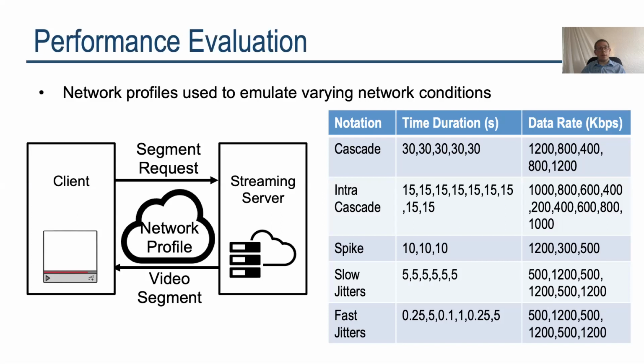There are 5 networking profiles which are used for testing to emulate varying network conditions between the client and the streaming server. These networking profiles were given as part of the Twitch challenge. Each of these networking profiles has a set throughput limit and the length of time for that throughput limit. For example, for the cascade pattern, there are 5 periods starting from 1200 kilobits per second to 800 kilobits per second, down to 400 kilobits per second, back up to 800, and then back up again to 1200 kilobits per second. Each one of these periods lasts 30 seconds.